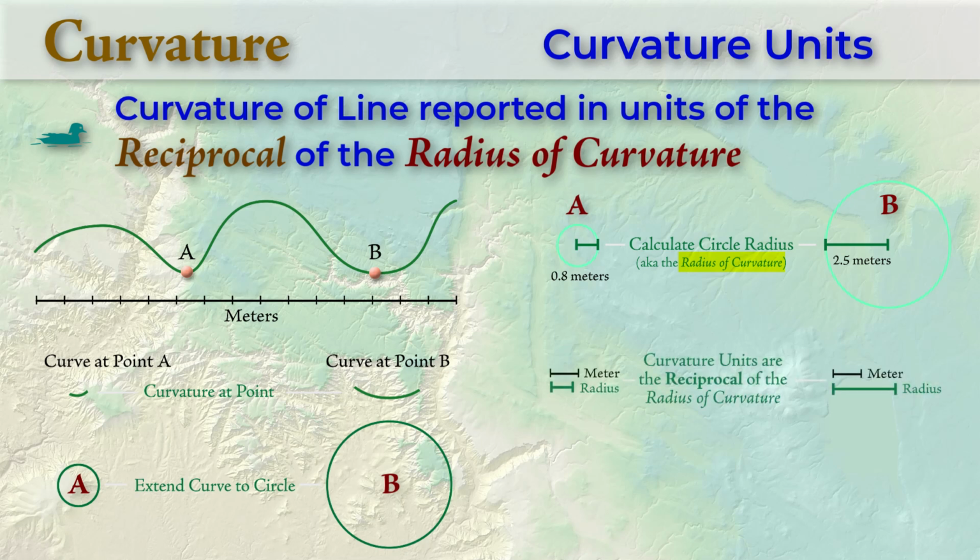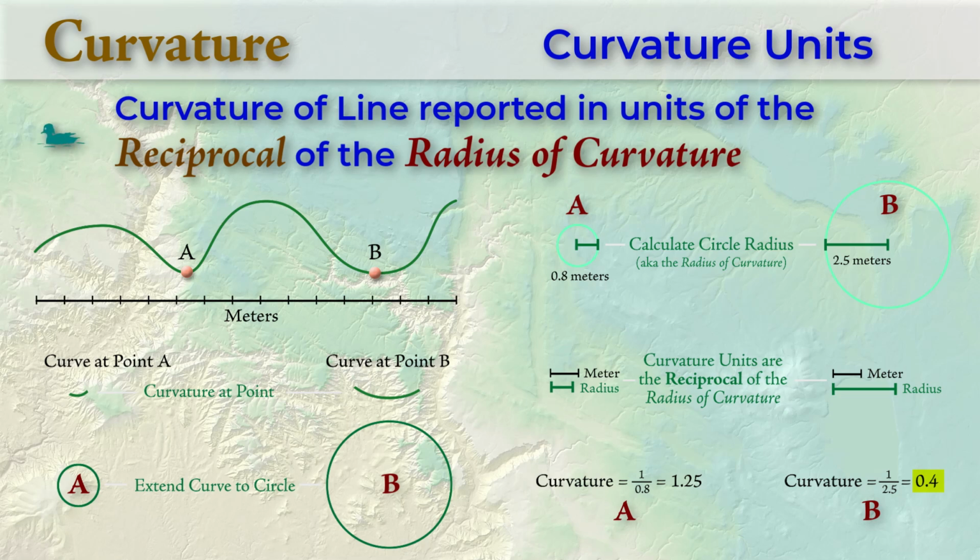We take the reciprocal of that, basically dividing 1 by that value, and we have the curvature units. In this example, if the smaller circle has a radius of 0.8 meters, then the reciprocal would be 1 over 0.8 or 1.25. Point A has a curvature value of 1.25. The circle at point B has a bigger radius, 2.5 meters, so the curvature at point B is 1 over 2.5 equals 0.4, which is a much smaller number than the curvature at point A, indicating that point B has a lower curvature value.